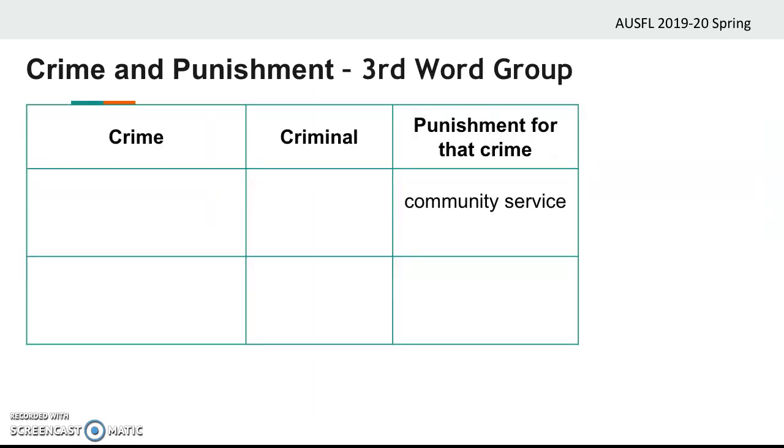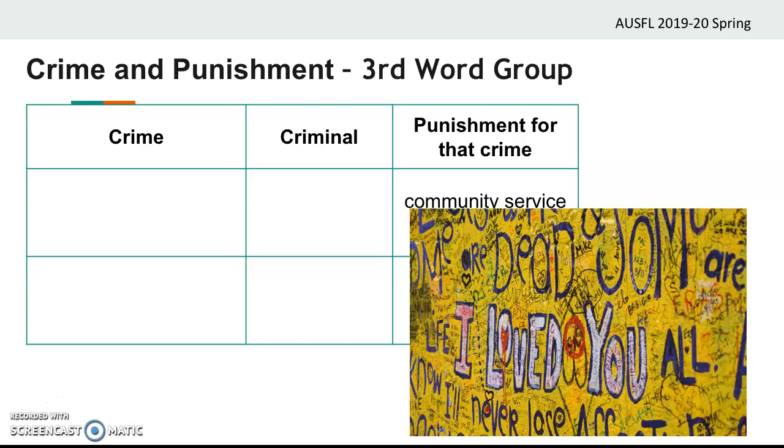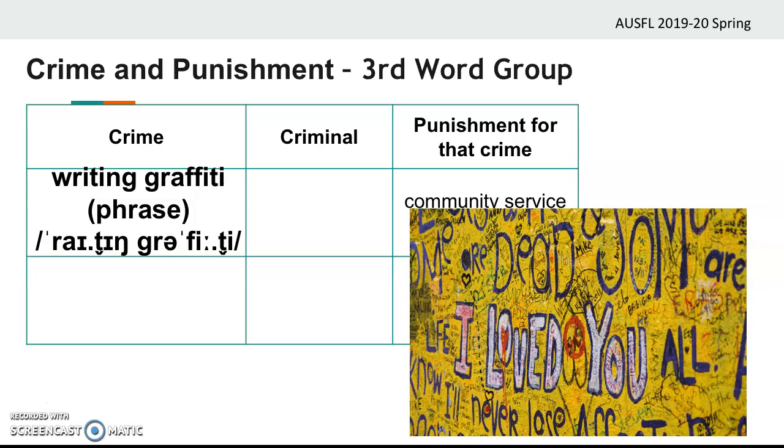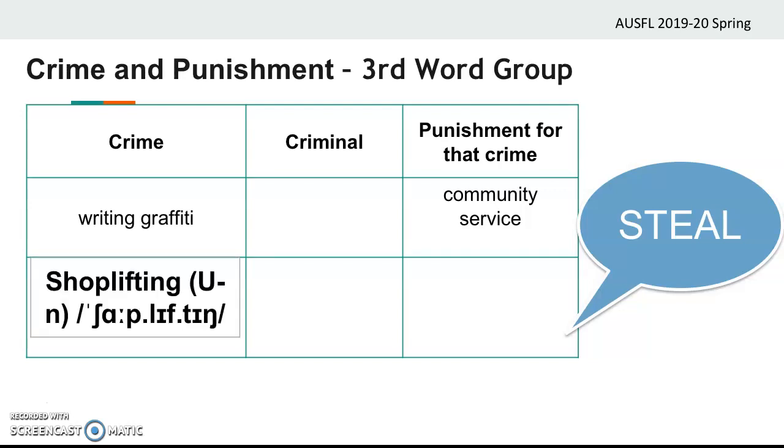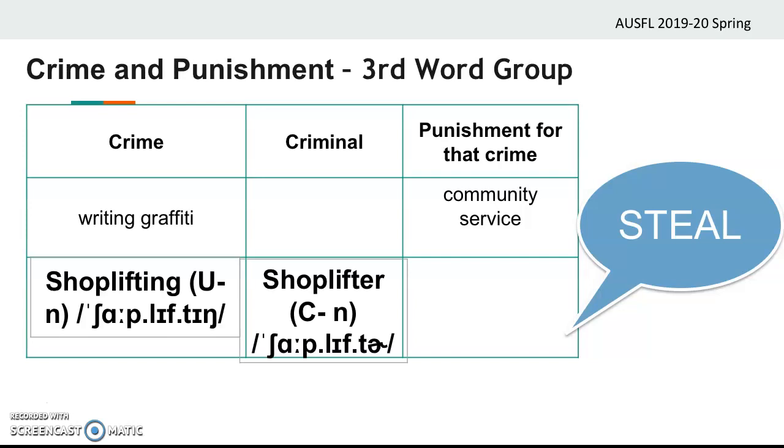Some crimes are not just about stealing, but about damaging public places. For example, when people are writing something on the walls or drawing something on the benches on the streets, they commit the crime of writing graffiti. Or some people don't steal from you directly, but they steal from shops. They take small things from the shops and they leave without paying the money. So they commit the crime which is shoplifting. Shoplifting. And the person who is shoplifting is a shoplifter. Shoplifter.